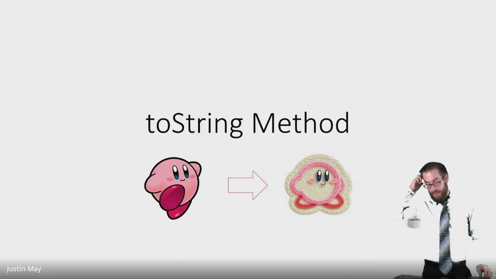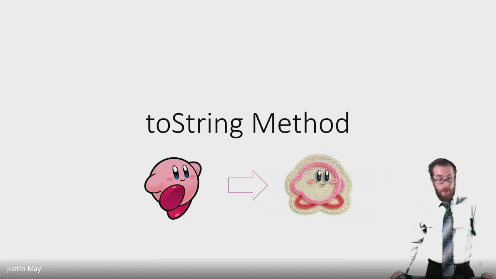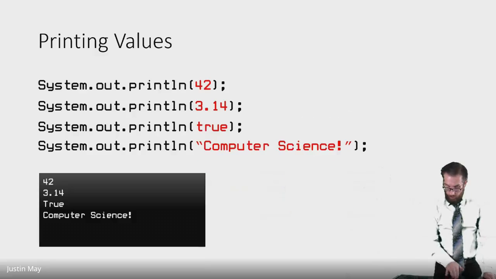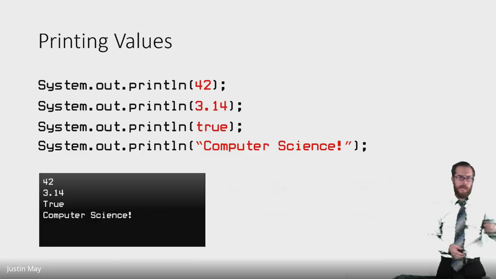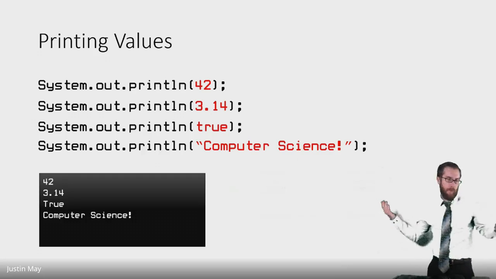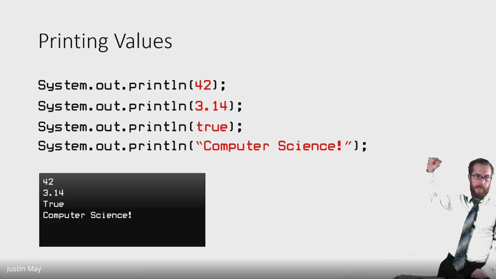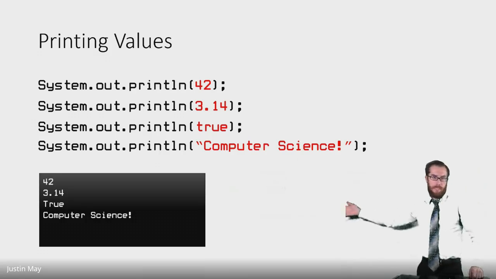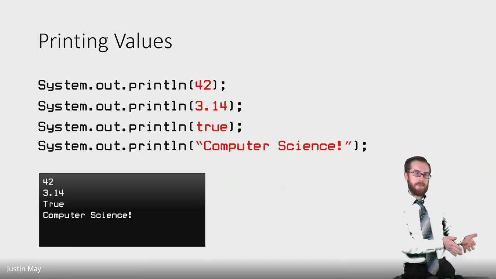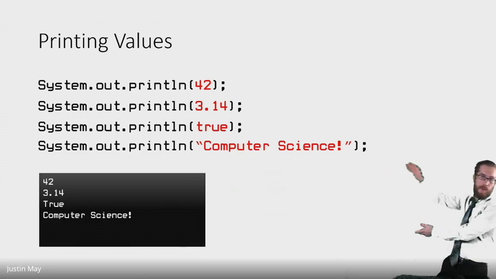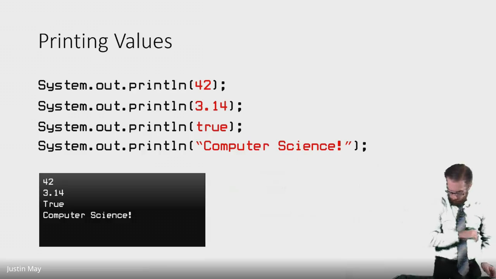Computer science. We're going to learn about the toString method today. So when you use System.out.println to print some data, it's pretty clear what prints, right? If I say System.out.println 42, 42 prints out, or 3.14, 3.14 prints out. You pass some data to the System.out.println method, and it prints that data to the console.